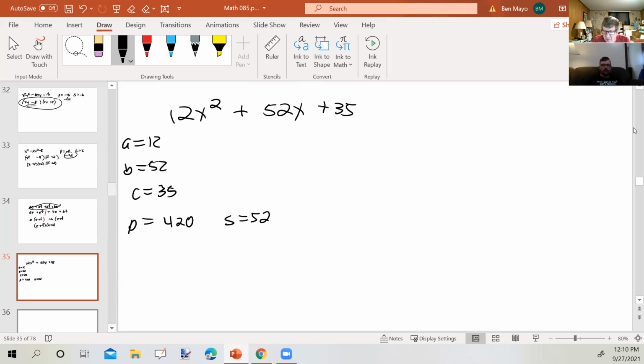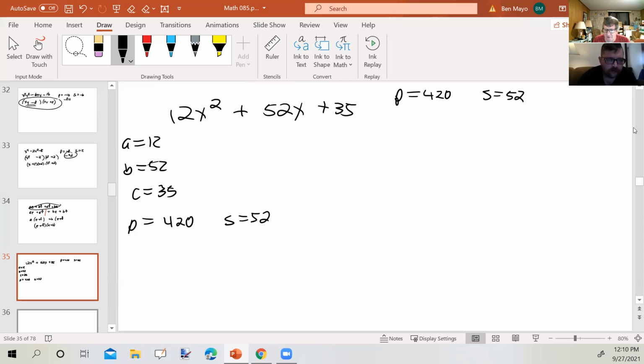Sometimes numbers just jump right out at you. Can you see what the two numbers are going to be? Anybody? How about 42 and 10? Now, let's say they don't jump right out at you. How would you get that? Okay, so let's go the long way.